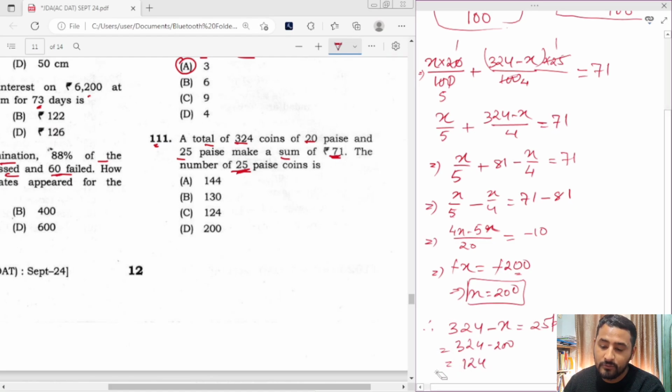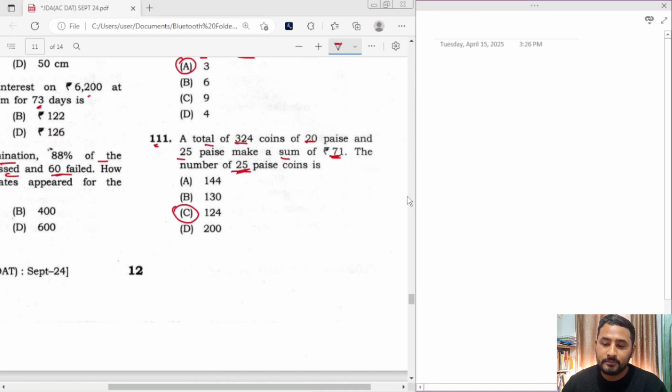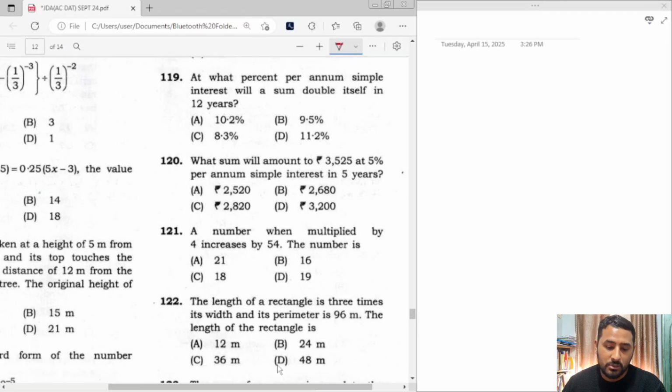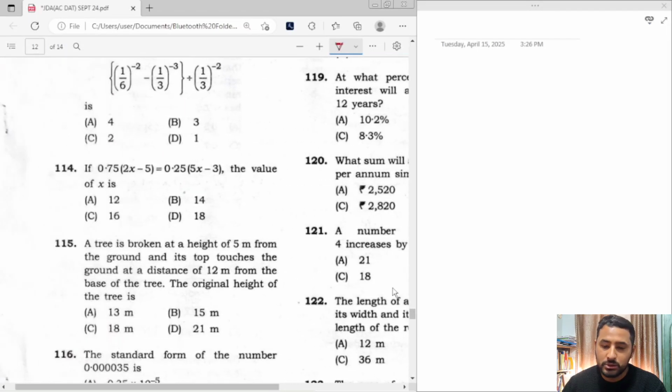124 will be the coins of 25 paise. Okay, so our answer will be option number C. I hope this is clear. Let's go to the next one. That will be question number 112. Okay, so let us see question number 112.